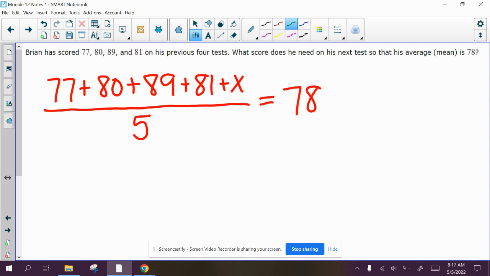So we just go ahead and solve for x by multiplying by 5. So we get all of these numbers added together are 327 plus x is equal to 390.